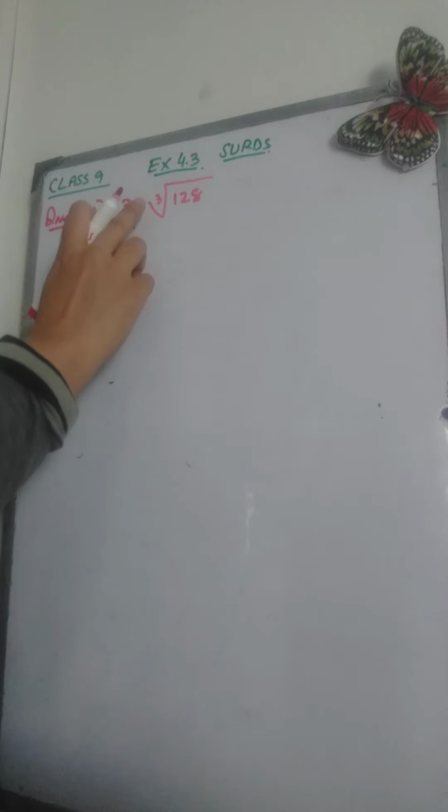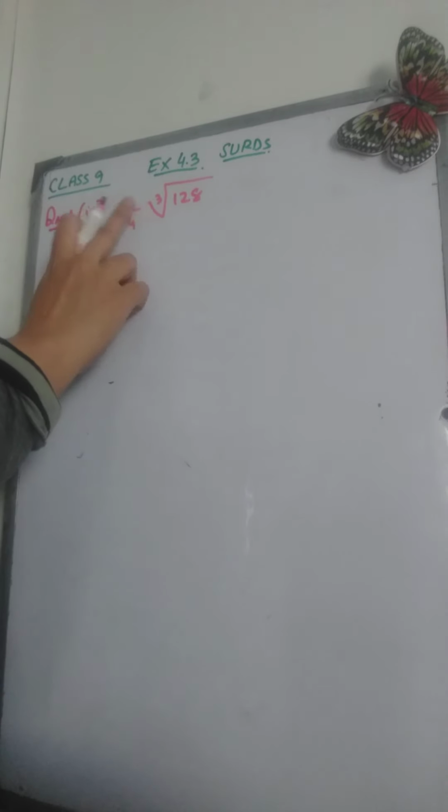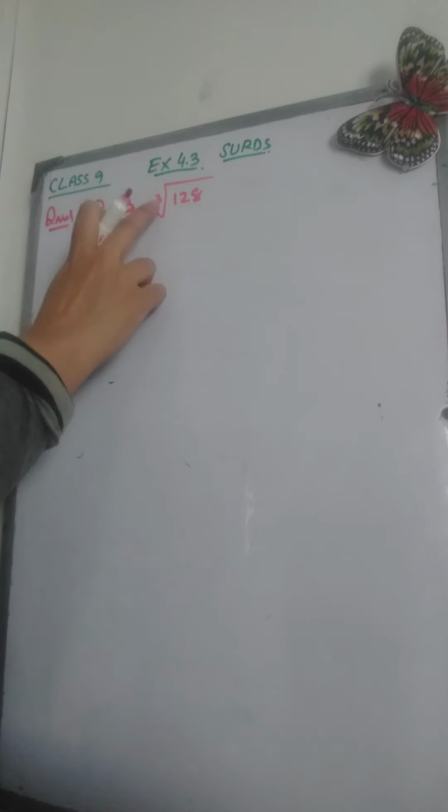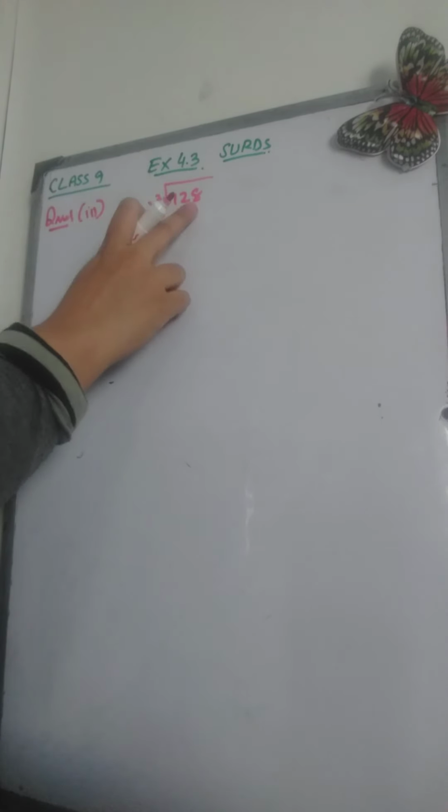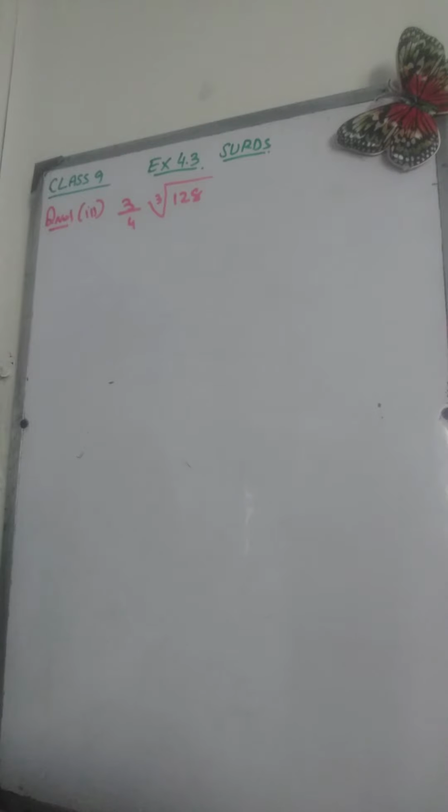part 3, and it is that you have to find 3/4 times the cube root of 128. This is what you have to simplify. So first of all, what we are going to do is find the prime factorization of 128.